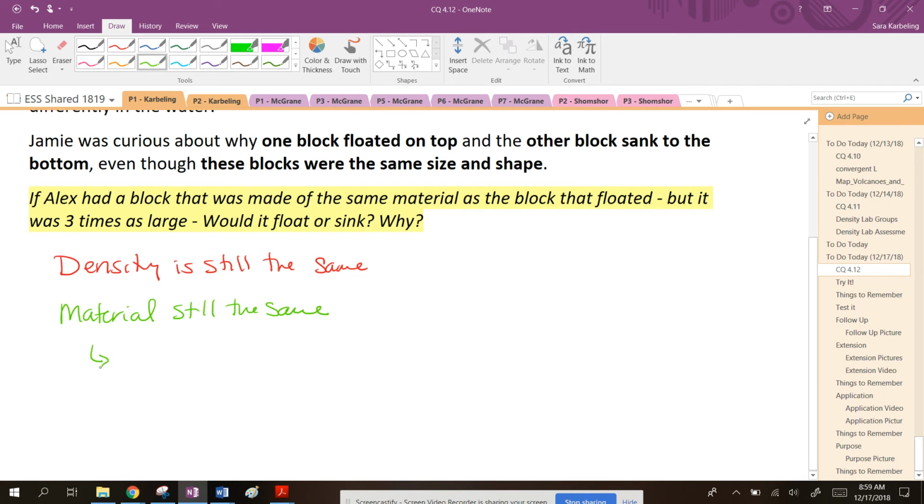Okay, so let me ask a question to make sure that I'm really understanding. So I've got a block that's 6 by 6 by 6, and I've got a block that's 18 by 18 by 18. In which one is the material more compact? The one that's small, right? It's the same. Yeah, it's the same both.